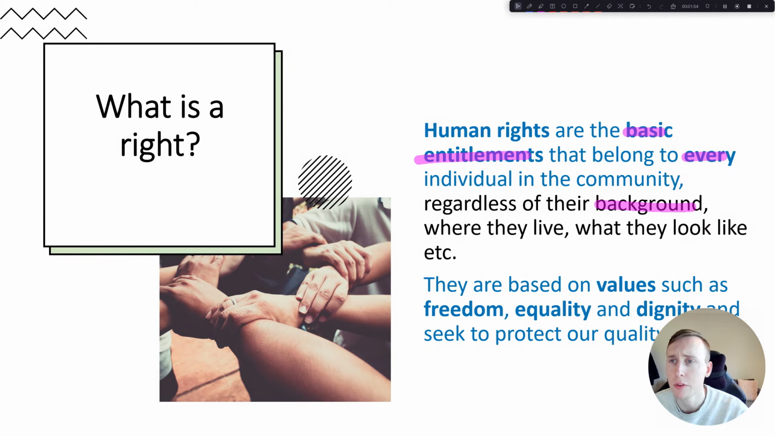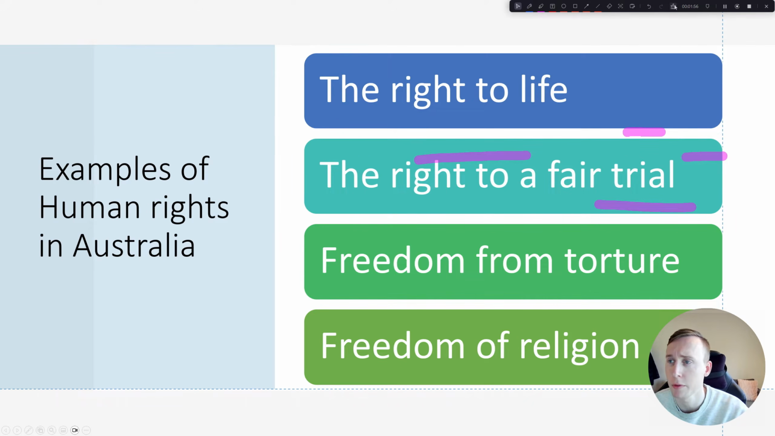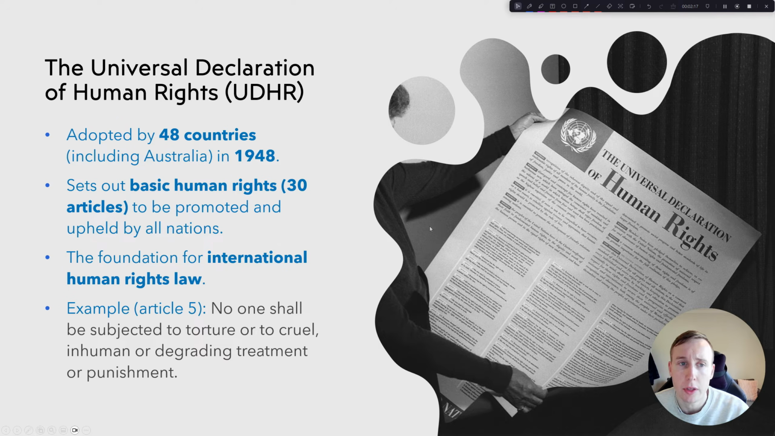Some general rights that we have in Australia, and there are obviously many more than this, are the right to life, the right to a fair trial, no torture in Australia generally, and obviously freedom of religion is a common one as well. So make sure you have a definition of human rights and are aware of certain ways that human rights are protected. The next part we have is what's known as the Universal Declaration of Human Rights.